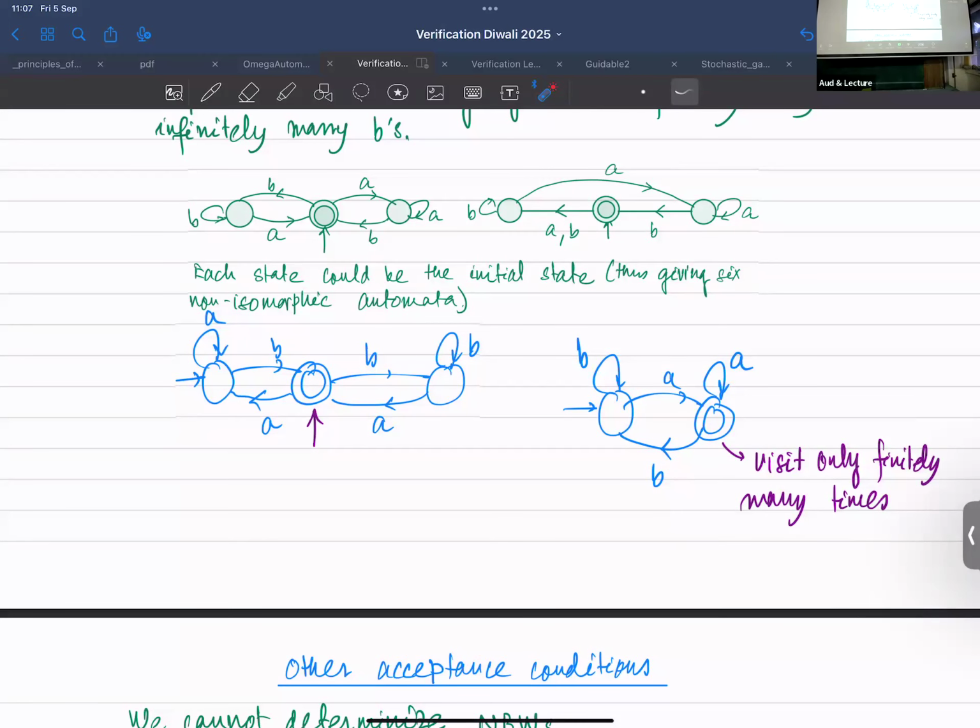Then what will this automaton accept? The number of A's are finite. Exactly. So even though it is a deterministic automaton, it accepts the language of finitely many A's, which is a complement language, right? And this is what we will call a Co-Büchi automaton. Okay. So we'll stop here and we are going to look at these different acceptance conditions in the next class, which will be on Monday.